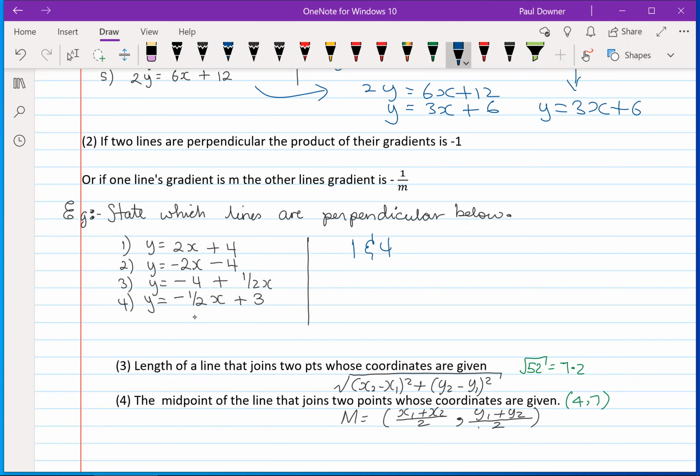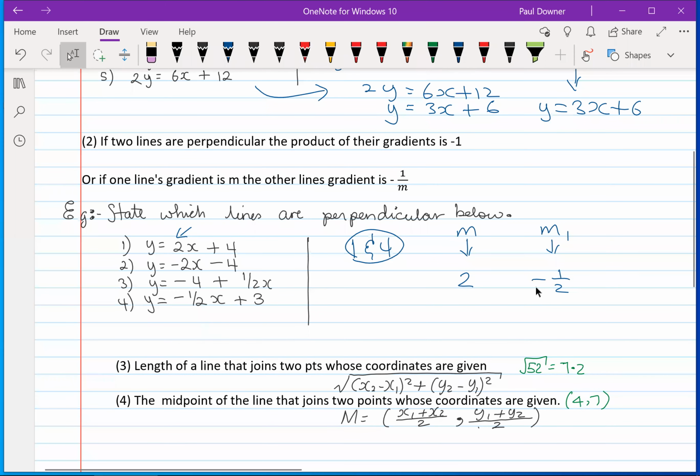Lines 1 and 4. If you look at line 1, its gradient is 2. So let's write down m and m1. m would be the gradient of one line, m1 would be the gradient of another line. If we are investigating lines 1 and 4, the gradient of line 1 is 2, so let's write down m as 2. And let's look at the gradient of 4, y equal to mx plus c, that's -1/2. So that would be the gradient of 4.